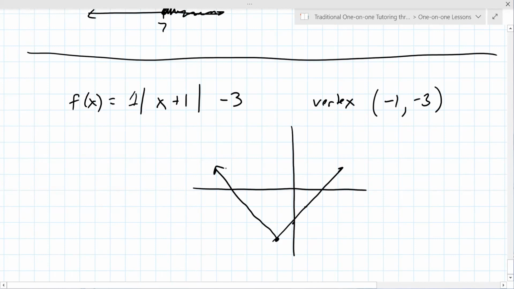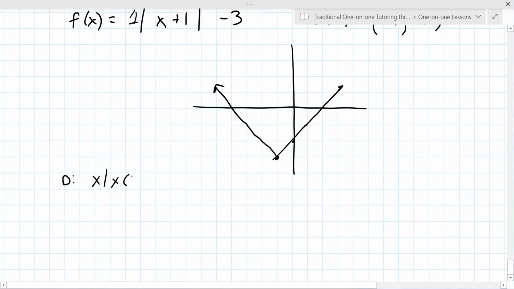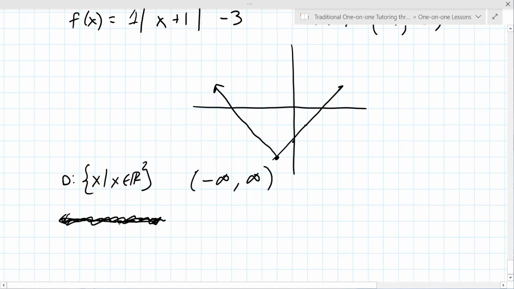And what is the domain? x such that x is an element of the real numbers. And how do you represent that in interval notation? How much of the number line is there? It's everything: -infinity to infinity. That's your domain. Your range is y such that y is an element of the real numbers, comma, y. Is it greater than or equal to, or less? Greater than or equal to -3. Very good.